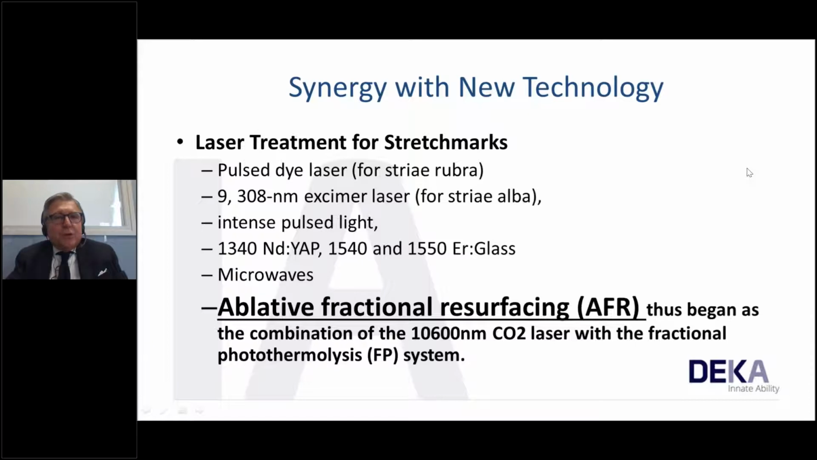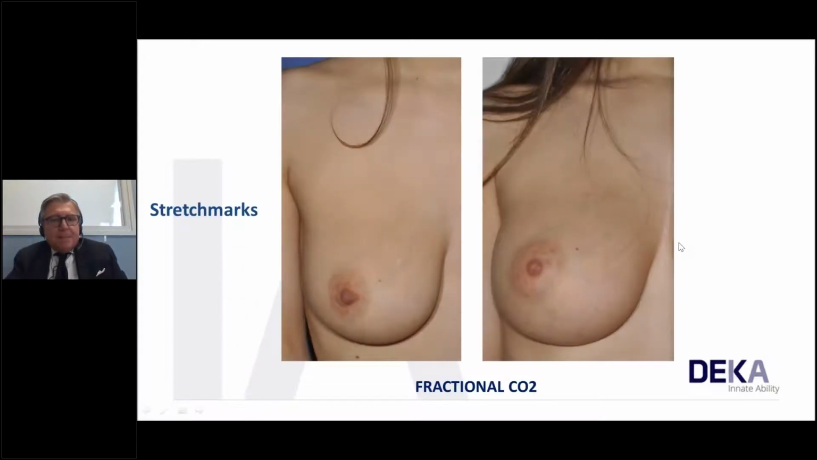This is a synergy with the new technologies. Very often we combine fractional and pulse dye in many cases of scars, atrophies represented by stretch marks. This is a very significant case where we have the stretch marks here, we treated, but we got even another effect.